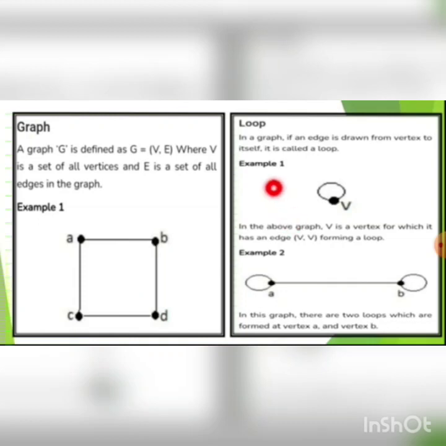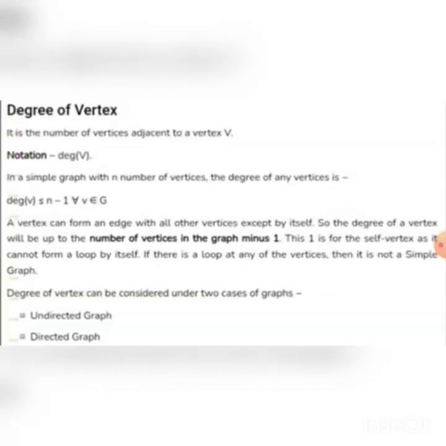Loop. In a graph, if an edge is drawn from a vertex to itself, it is called a loop. Here the given figure shows a loop. In the above graph, V is a vertex which has an edge V, forming a loop. Example 2. In this graph, there are two loops which are formed at vertex A and vertex B. Here you can see there are two loops which are formed at vertex A and vertex B.